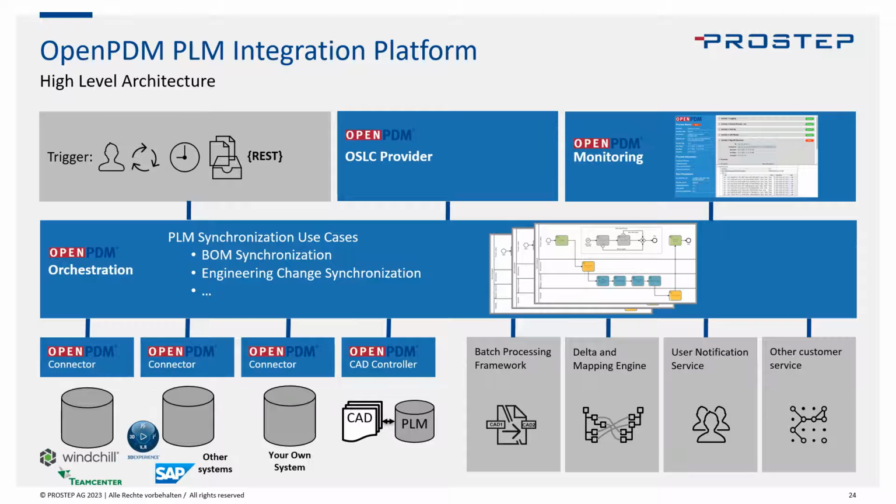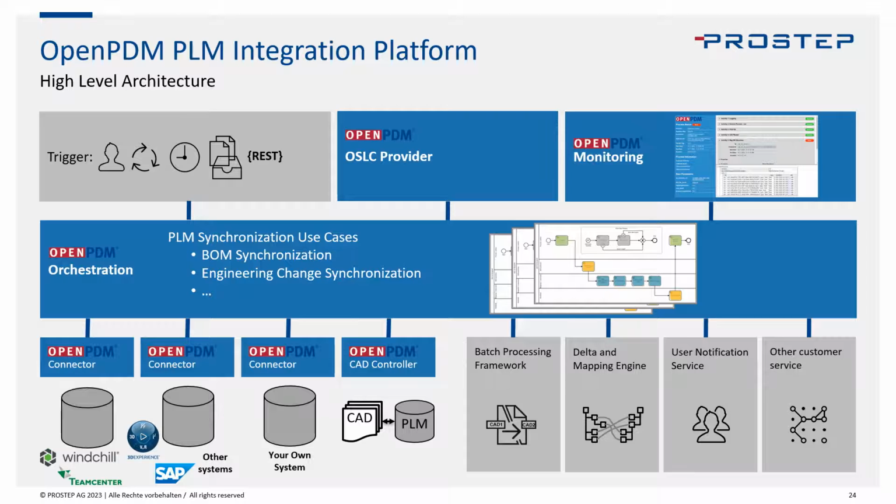On the lower left, you've got our connector layer, which is really the power of OpenPDM. And we've got different connectors that could be plugged into the system. We also have what we call a CAD controller. And that's a specific connector that powers a CAD PLM combination like J-Link and Creo or SWIM and Teamcenter or something like that. On the top, we've got different interfaces.